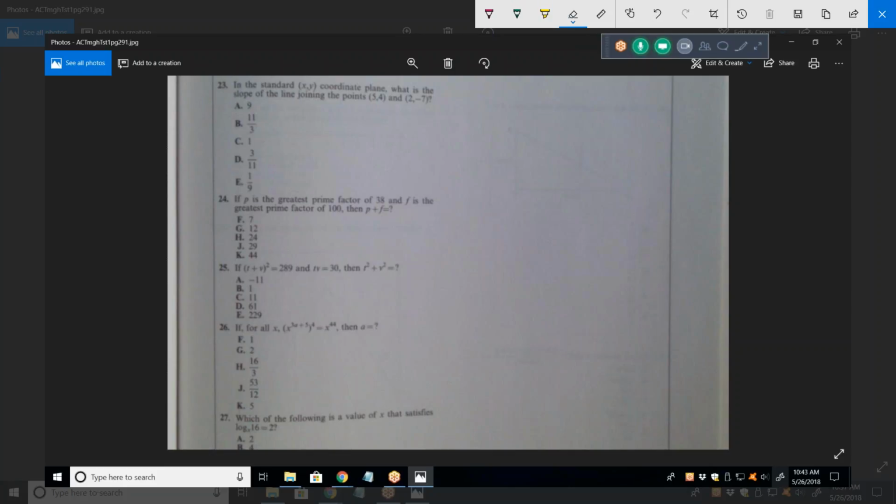Okay. It's actually equally algebra and geometry, as opposed to the SAT, which was much heavier on the algebra. Your SAT didn't have a lot of geometry, whereas this has almost an equal amount of geometry and algebra, and then a few trig questions thrown in.